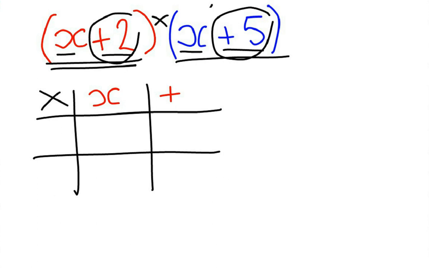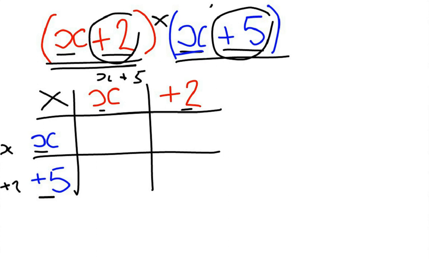So we've put our x in the first box, and we're going to put our plus 2 in the second box. Now, down the side here, we're going to put x from the second bracket, and then, including the sign again, plus 5. It's also worth mentioning that it doesn't matter which way round you put the brackets. I've put my x and my plus 2 up the top, and the x and the plus 5 down the side. I could have written my x plus 2 down this side, and then my x plus 5 at the top. It doesn't matter which way round you do it.